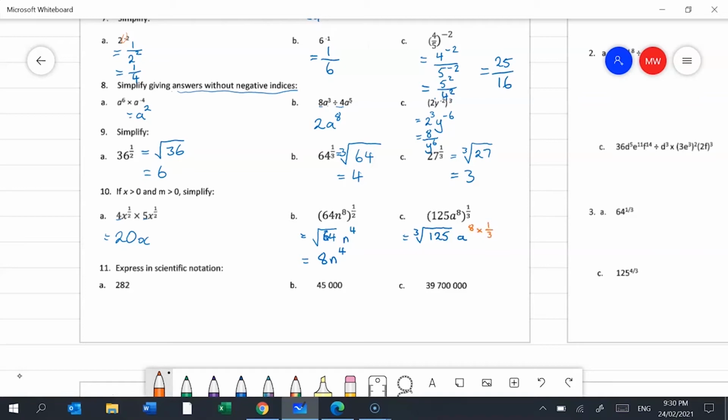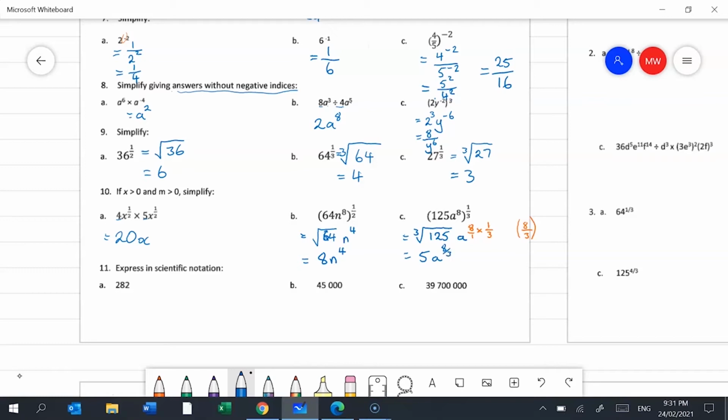Now, it's hard to multiply fractions when they're not both fractions, so I'm going to make 8 a fraction, okay? And then remember, it just becomes a top times top, which over here, we're just going to make a little note, is an 8, and 1 times 3 is 3. So now what I've got, if I start my new line, is the cubic root of 125, which is 5. In other words, 5 times 5 times 5 makes 125. A to the 8 over 3, okay?